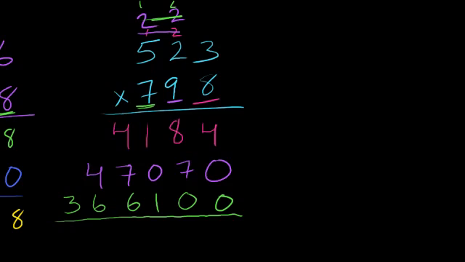And hopefully we didn't make any careless mistakes. So 4 plus 0 plus 0, that's easy. That's 4. 8 plus 7 plus 0, that's 15. Carry the 1. 1 plus 1 plus 1 is 3. 4 plus 7 plus 6, that's what? 4 plus 6 is 10, 17. And then we have 1 plus 4 is 5. 5 plus 6 is 11. Carry the 1. 1 plus 3 is 4. So 523 times 798 is 417,354.